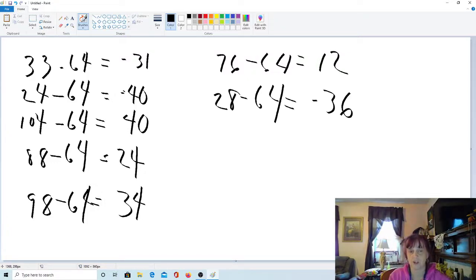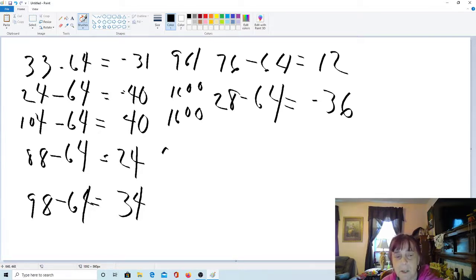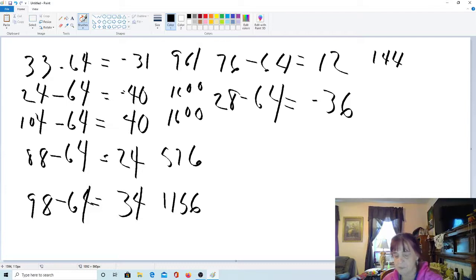Okay, and you have to square those numbers. Now, when you square a negative number, you get a positive number. A negative times a negative is a positive. So negative 31 times negative 31 is 961. And negative 40 times negative 40 is 1600. 40 times 40 is 1600. 24 times 24 is 576. 34 squared is 1156. And 12 squared is 144. 36 times 36 is 1296.